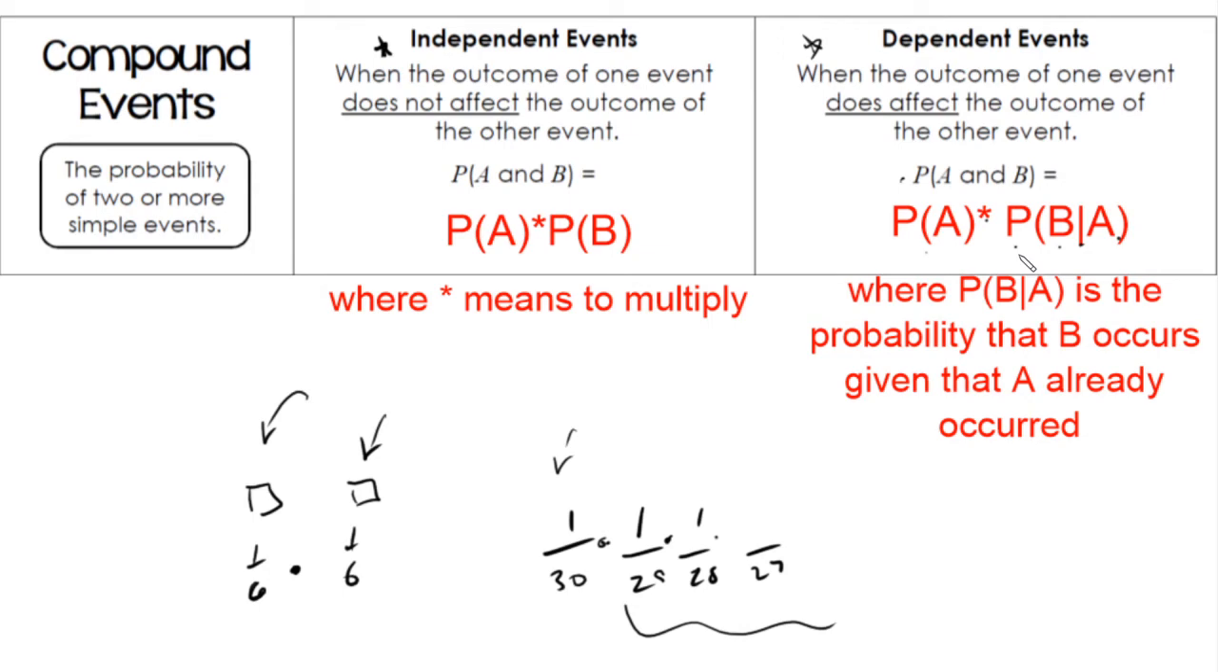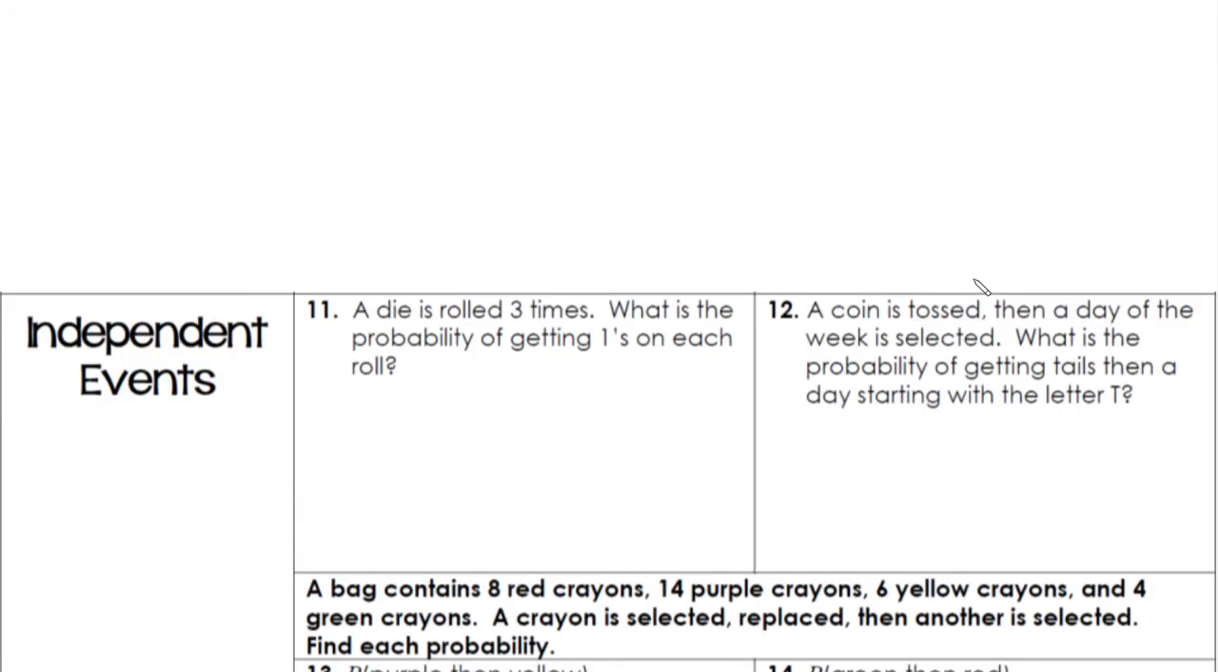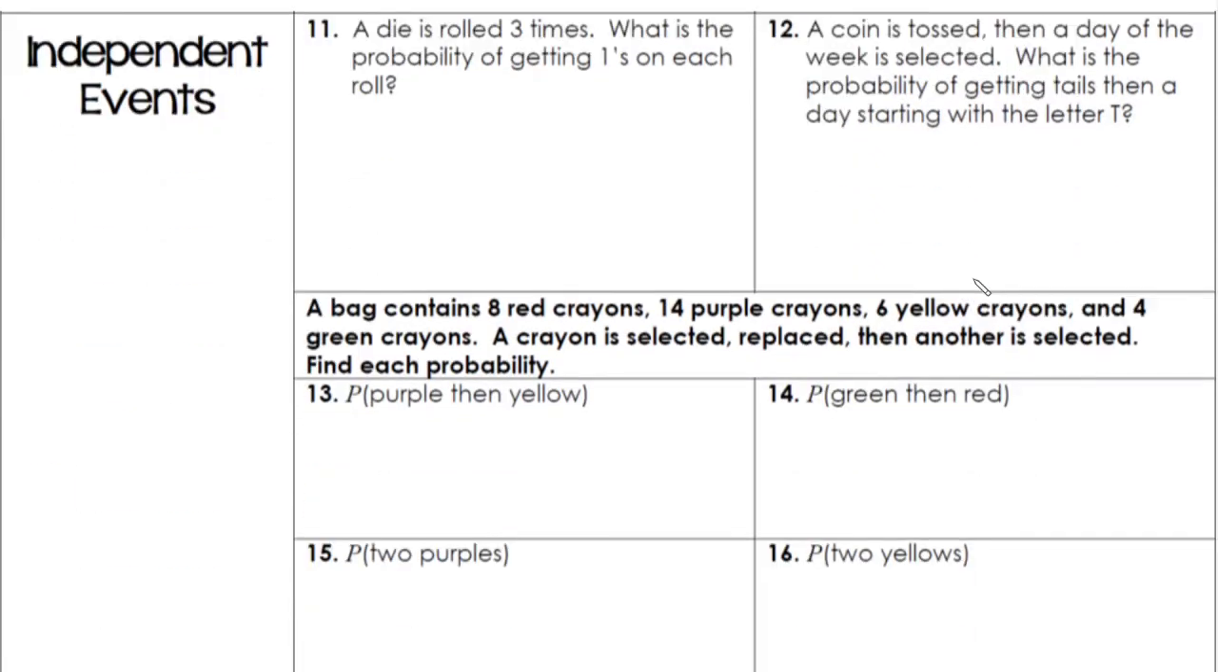All right. So, next up, independent events. A die is rolled 3 times. What is the probability of getting 1s on each roll?